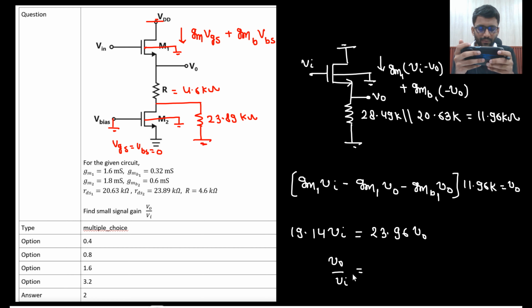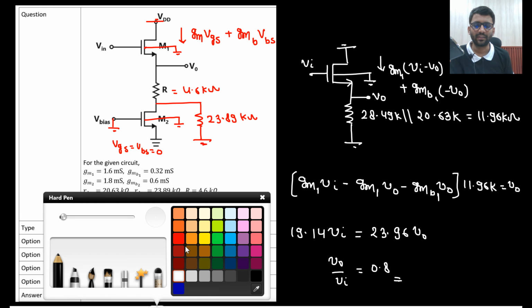Reciprocal into 19.14. You are getting 0.8. So by solving it, we get 0.79 something, so the answer is 0.8. This is a very simple problem.